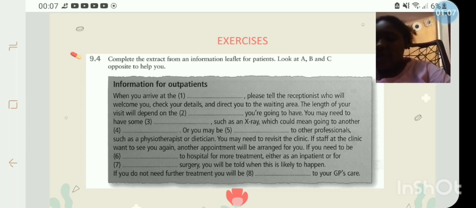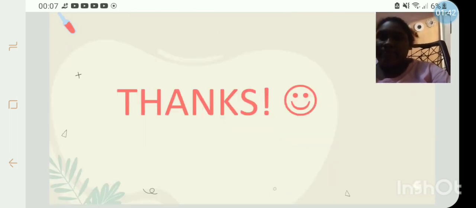If you need to be admitted to hospital for more treatment, either as an inpatient or for day surgery, you will be told when this is likely to happen. If you do not need further treatment, you will be discharged to your GP's care. Thanks.